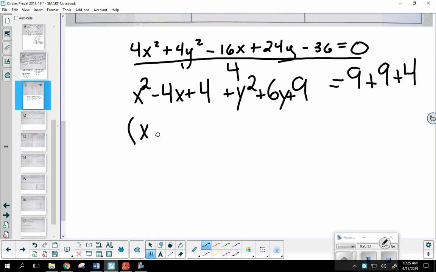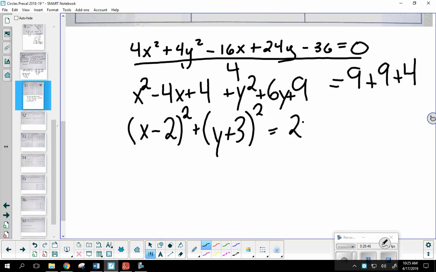Okay. And now he is condensing the perfect square trinomials. Good. X minus 2 squared plus y plus 3 squared equals 22. What do we think? That is correct. So what would my center be? 2, negative 3 with a radius of square root of 22, because it's always squared in the equation. Very good. How many people got that right?